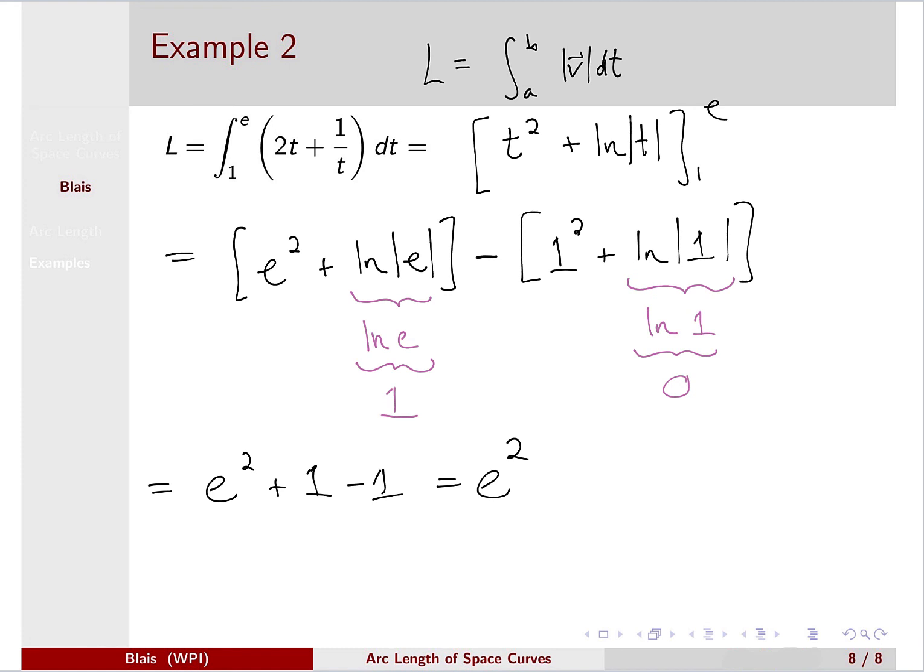So this gives us a couple examples of how to calculate arc length, and we're going to explore this more. In the next lecture, we talk about something called the arc length parameter, because we need to get set up for something called the TNB frame.